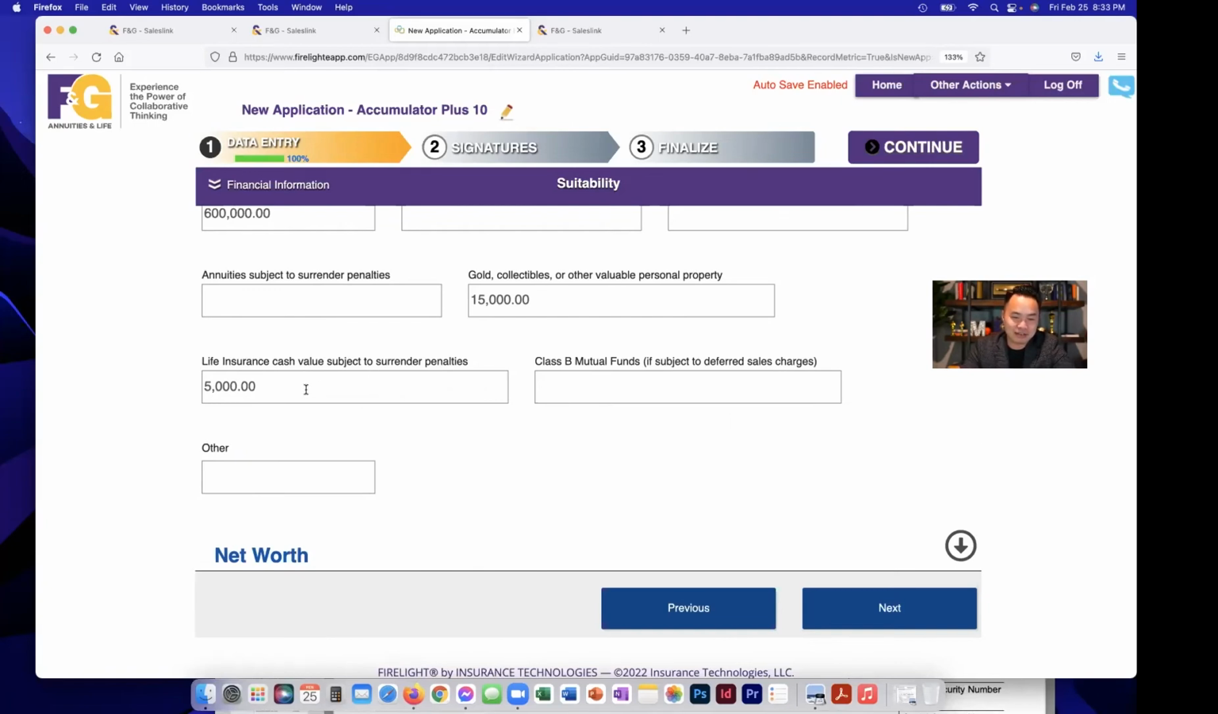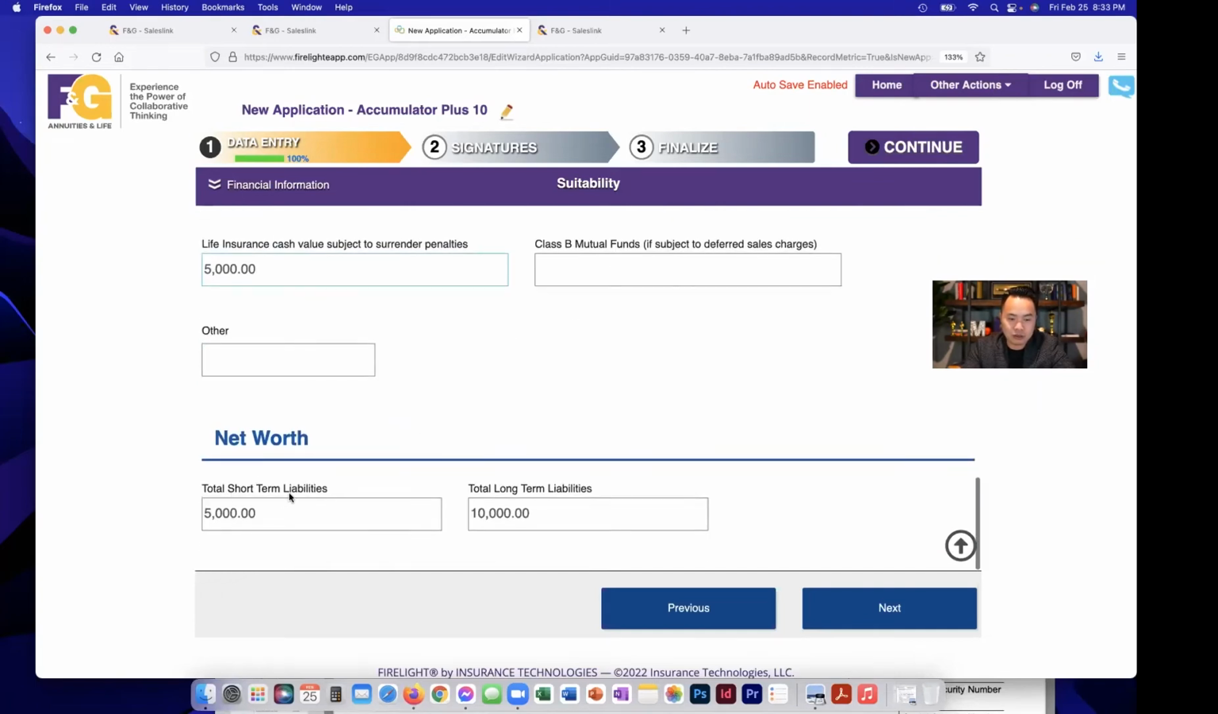Life insurance cash values: put something in, if they have it, put it in here. Short-term liabilities, 5,000, long-term liabilities, 10,000. Okay, next.